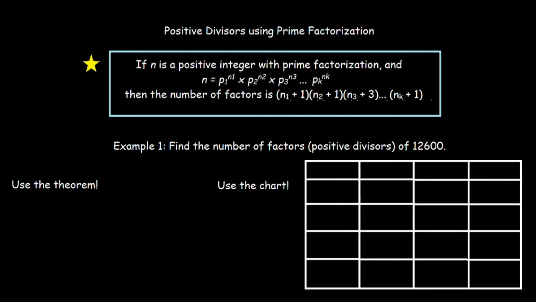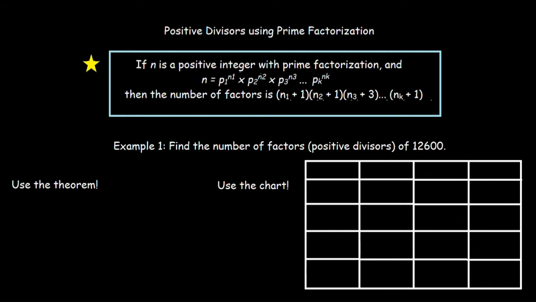If n is a positive integer with prime factorization n equals this equation, you really don't need to memorize that, then the number of factors is (n sub 1 plus 1)(n sub 2 plus 1)(n sub 3 plus 1), all the way until (n sub k plus 1). If you're first seeing this theorem, you should really be saying, what does that mean? It looks too complicated, but I promise you it isn't.